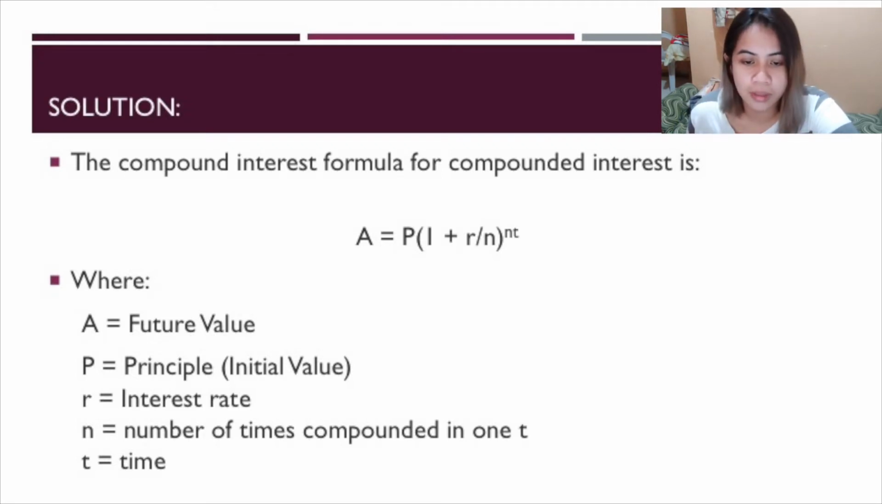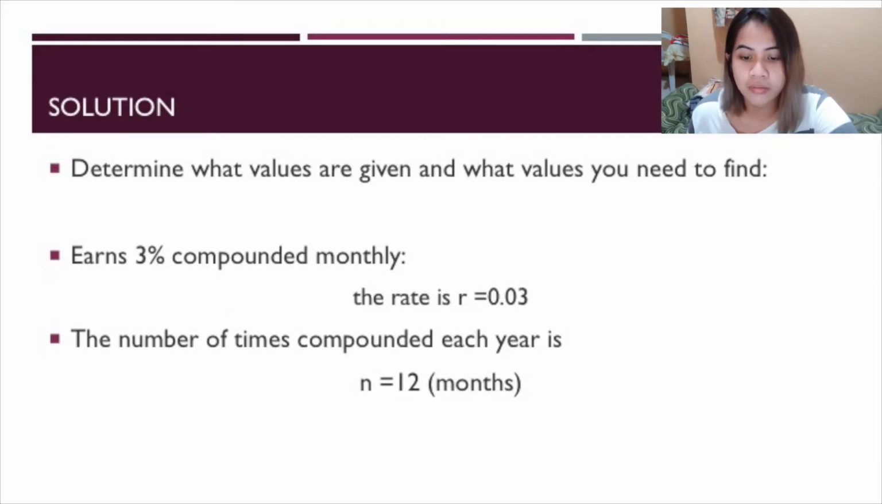So the solution for our problem is the compound interest formula: A = P(1 + r/n)^(nt), where A is the future value, P is the principal or the initial value, r is the interest rate, n is the number of times compounded in 1 year, and t is the time. Determine what values are given and what values we have to find first.